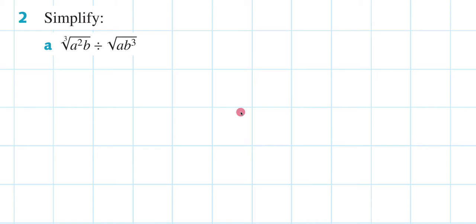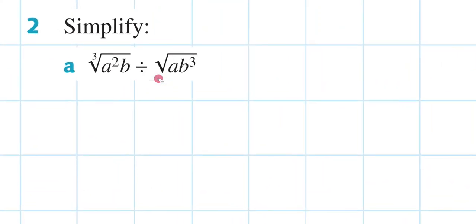So we are going through exercise 13b, question 2a. So let's give this one a go. We're being asked to simplify the following. Let me begin by changing it so I'm not writing it with the radical sign.